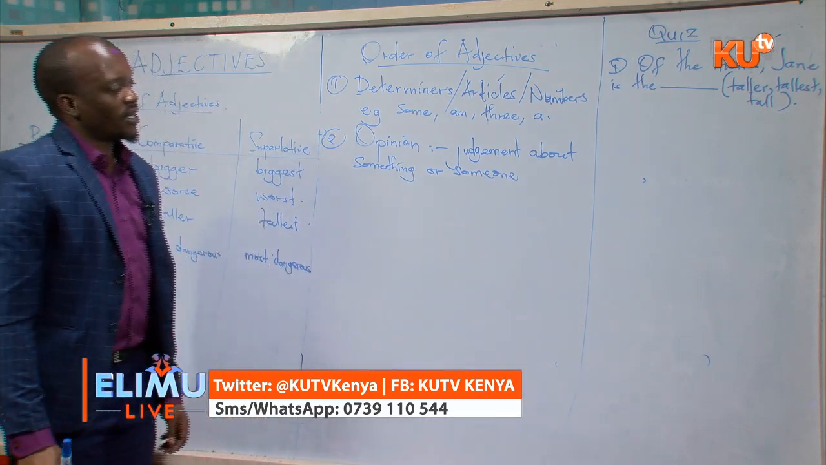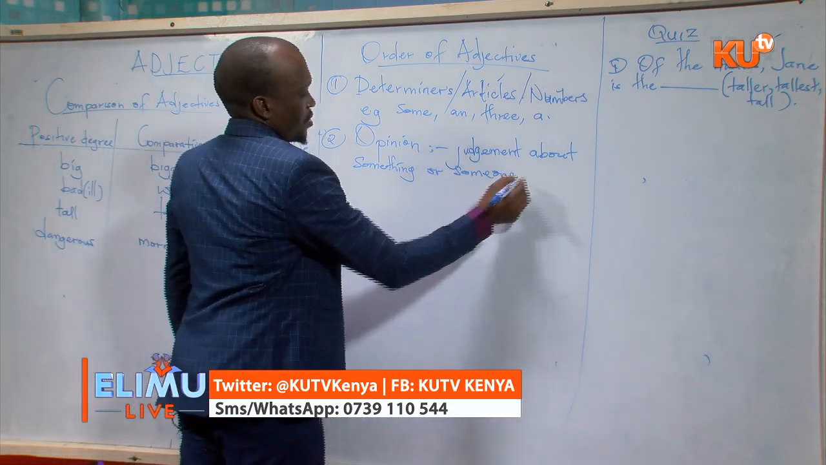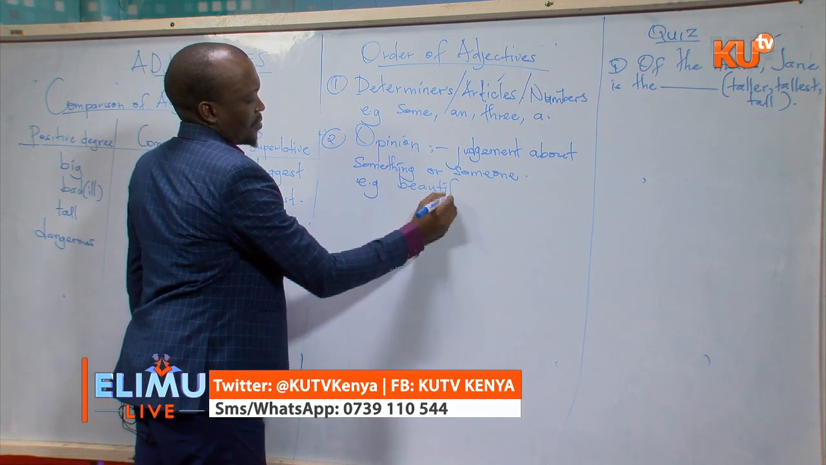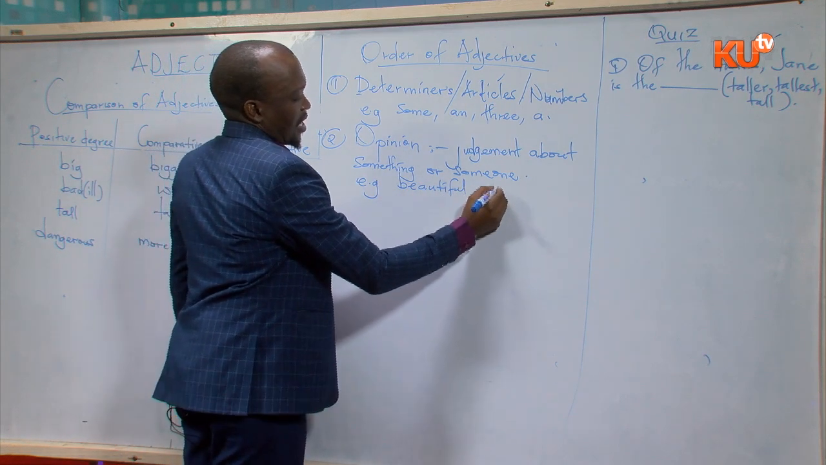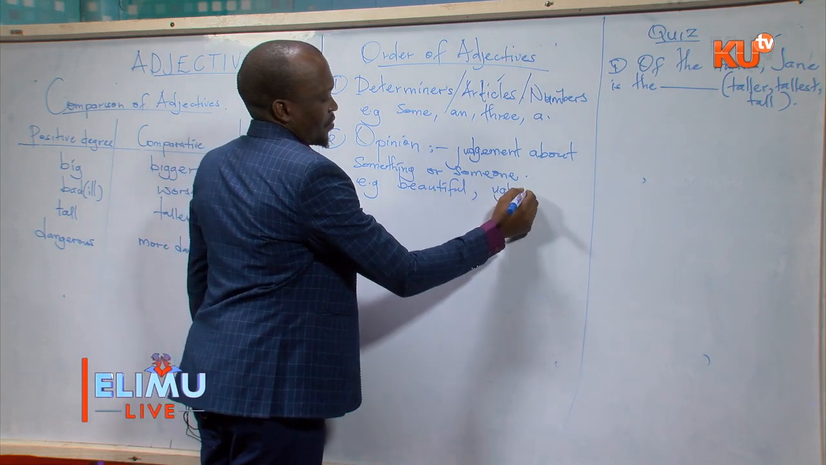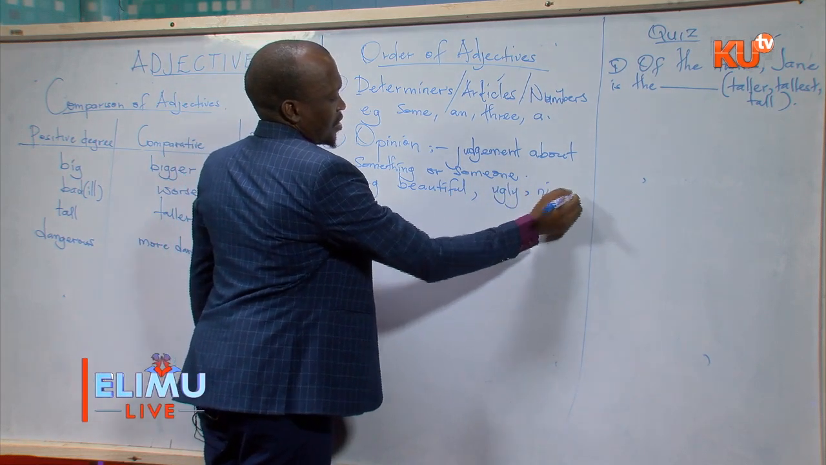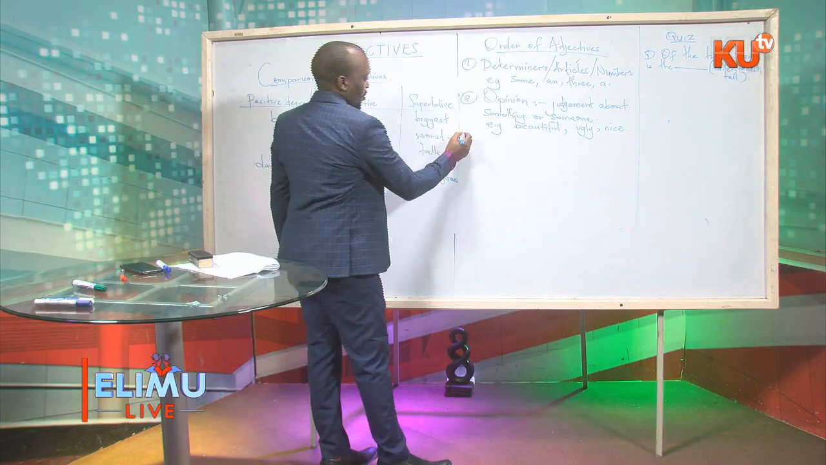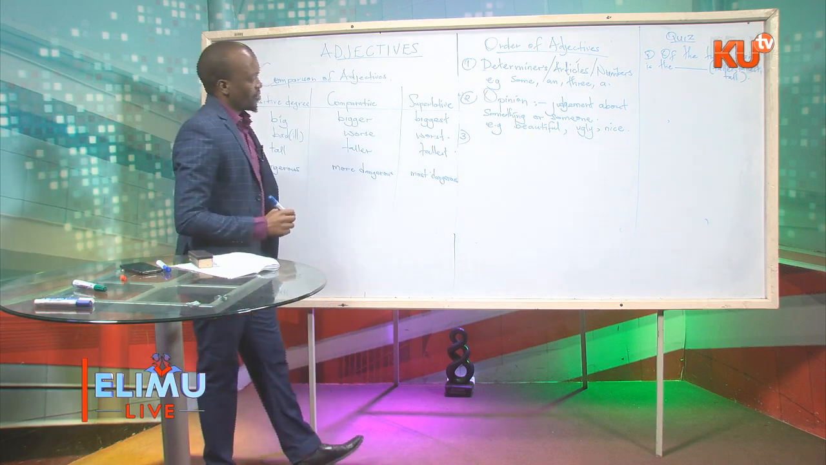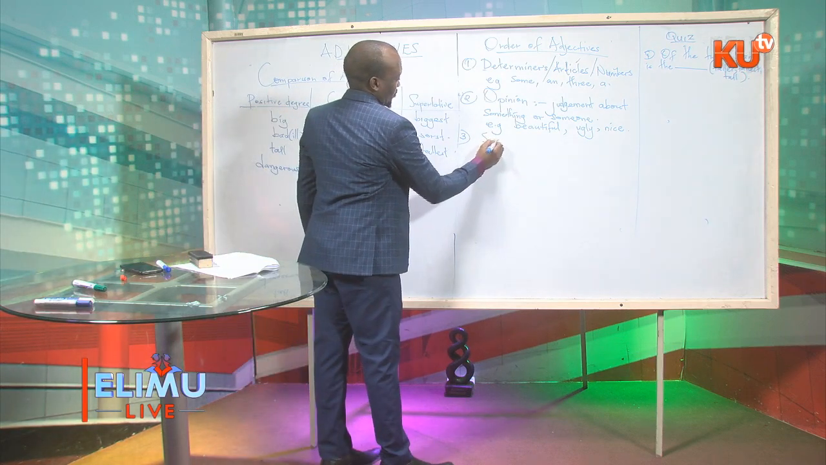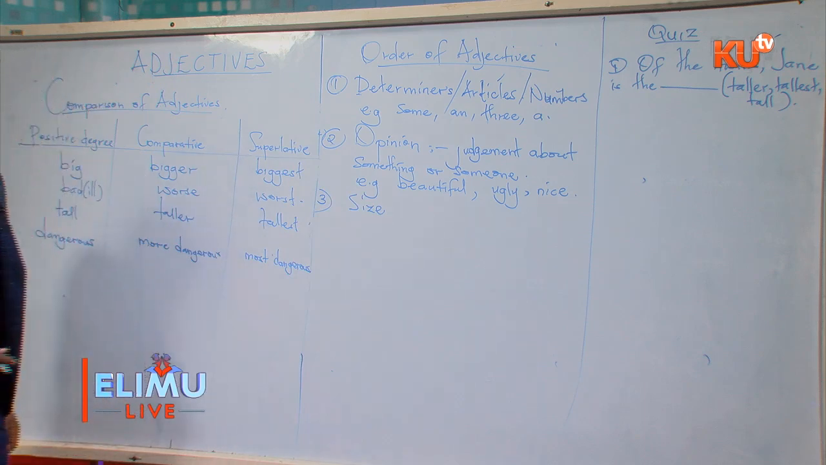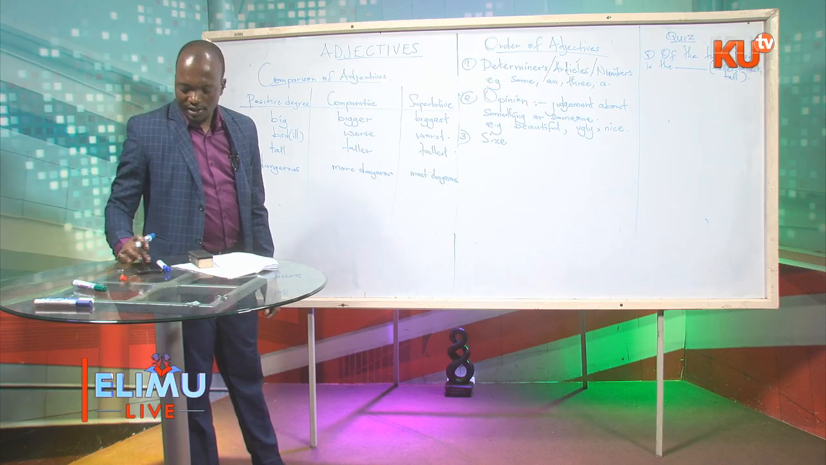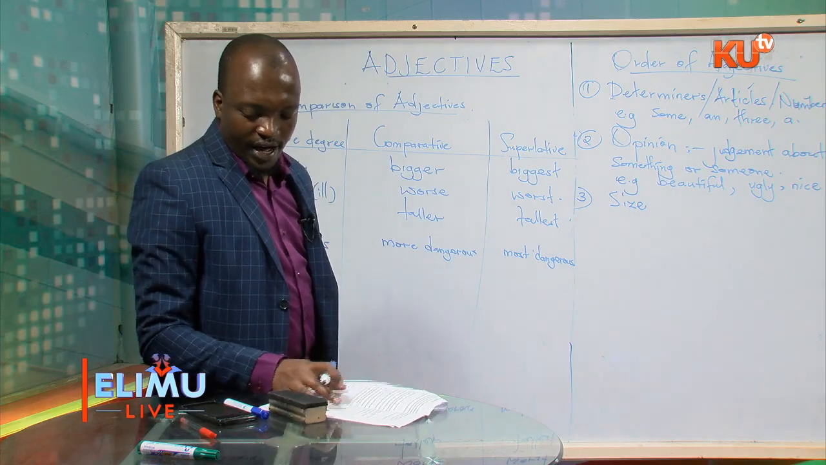Here we use words like beautiful, ugly, and nice. All these. From opinion, we go to size. And as I continue writing, I want to give you more tests so that you can add them to this one.